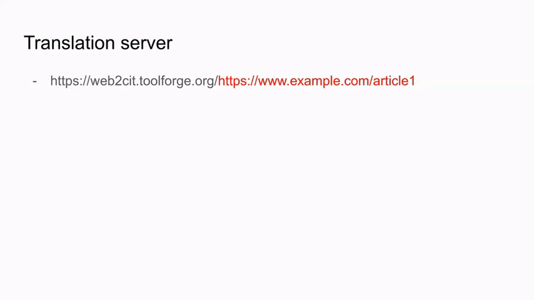So let's say that you want to translate https://www.example.com/article1. This is what you will append at the end of the translation server address. As a result of this, we're going to show this in an example in a moment, you're going to get a web page that includes the citation output. So it includes, this is what Web2Cit says for the item type. This is what Web2Cit says for the list of authors, and so on.